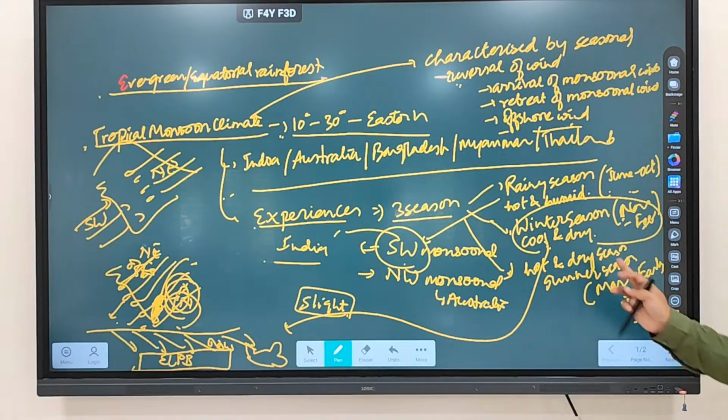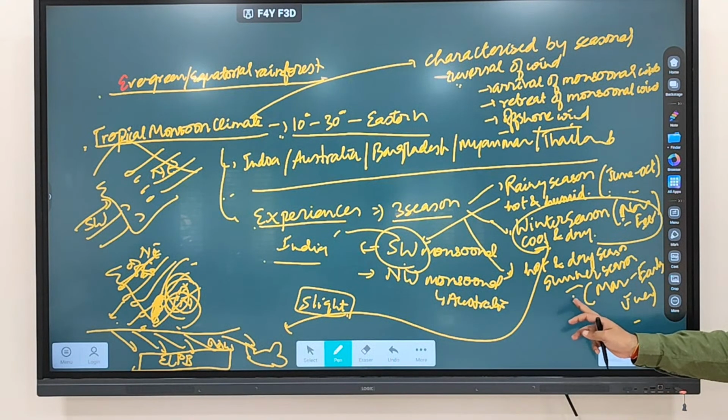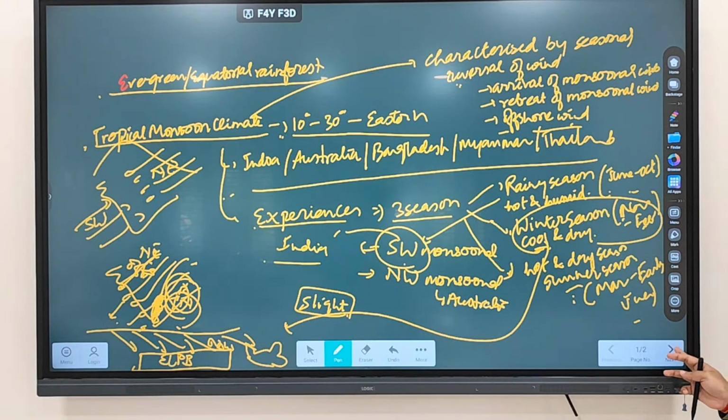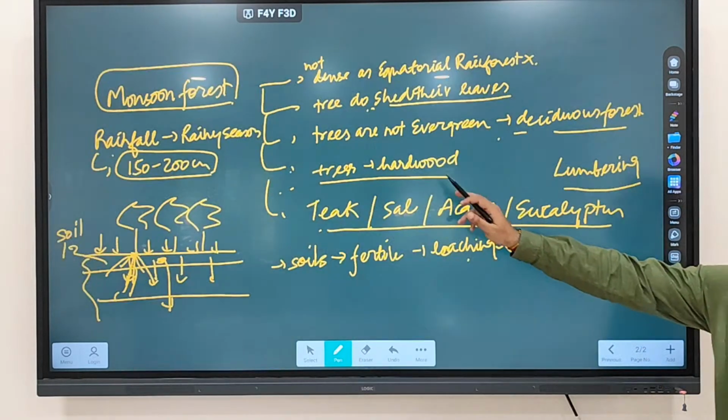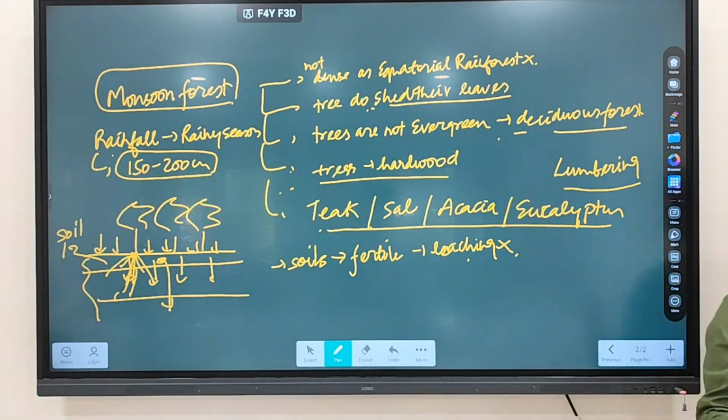Trees have to survive. In the cool season, what will happen? Evaporation is less. But in the hot season, what will happen? Evaporation will be more. Trees will lose much more of their water here. That's why trees are going to shed their leaves in the hot season. When evaporation is more, to reduce the loss of water, trees are going to shed their leaves. Fine. Any doubt regarding this one?